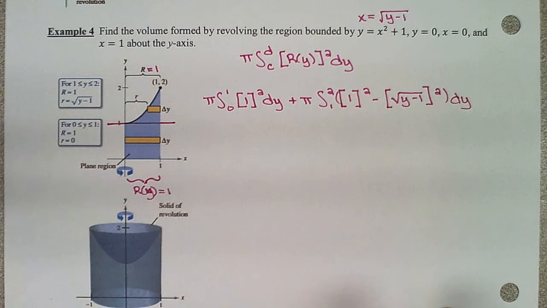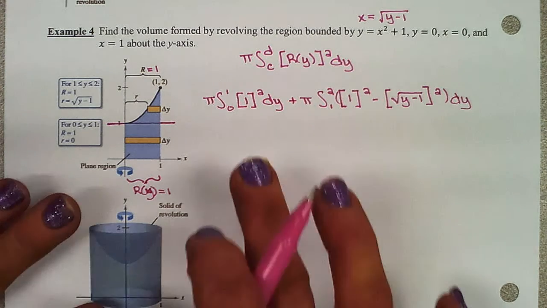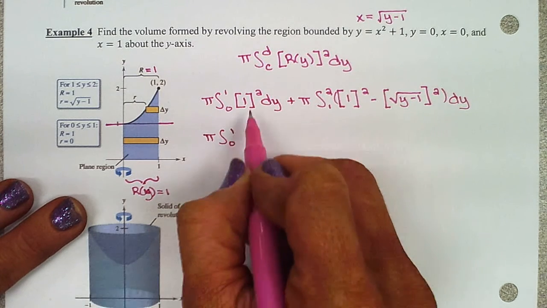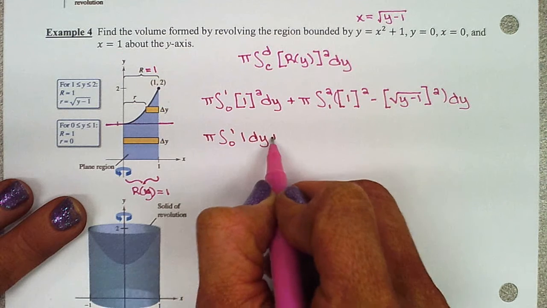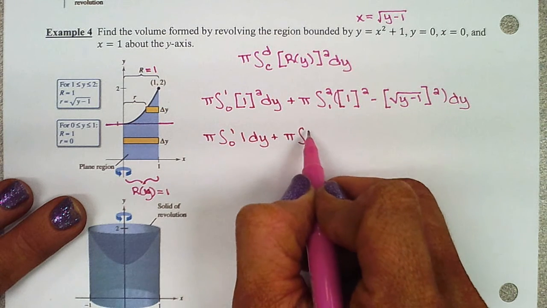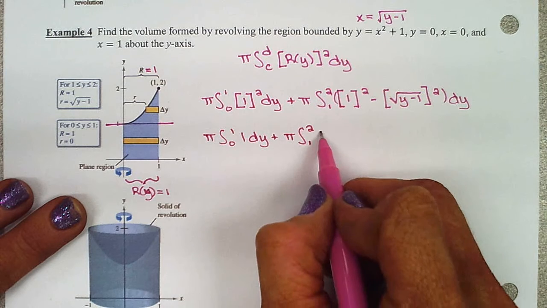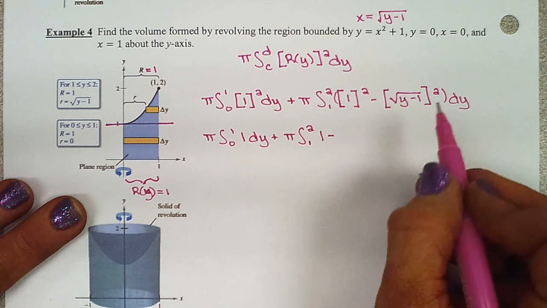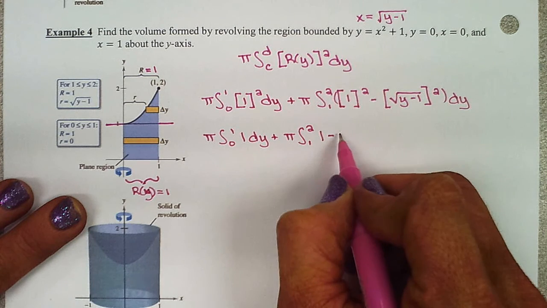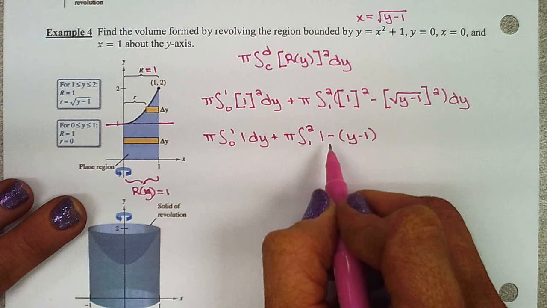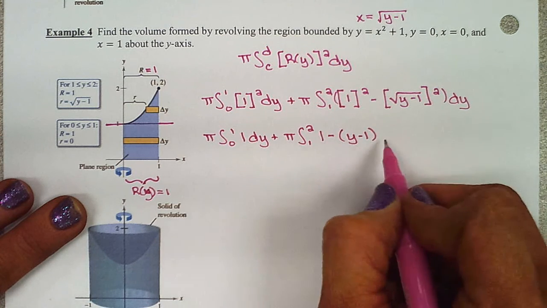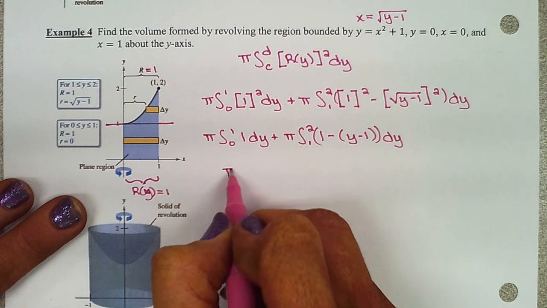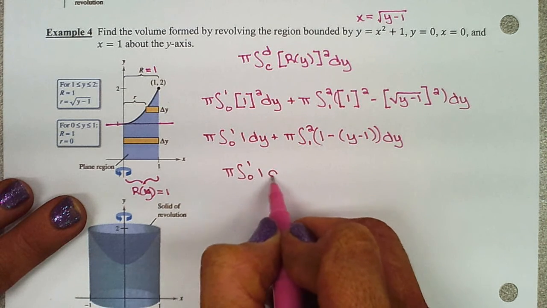Now, again, before we do any kind of integration, we want to go through and simplify our squares. So this first one becomes pi, integral from 0 to 1. 1 squared is just 1 dy. Plus pi, the integral from 1 to 2. Here, a 1 squared is 1. Minus, and here, the square root of y minus 1 quantity squared, the square and the square root will cancel. And we're just going to get a y minus 1. But do keep in mind, it's minus that whole thing. And then dy.